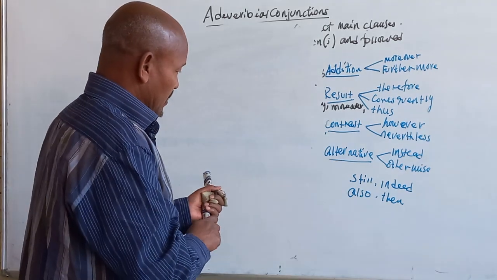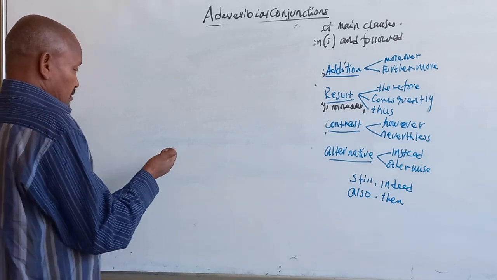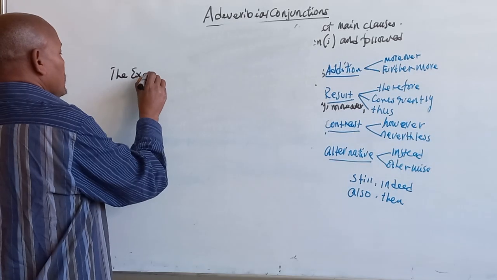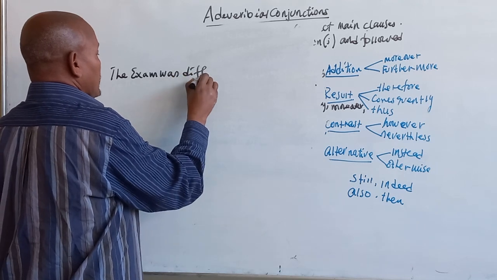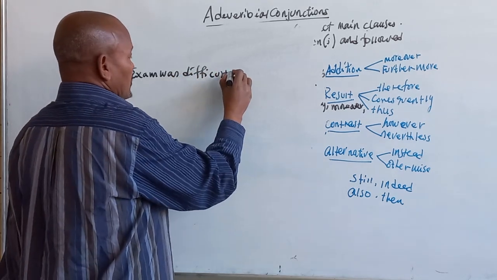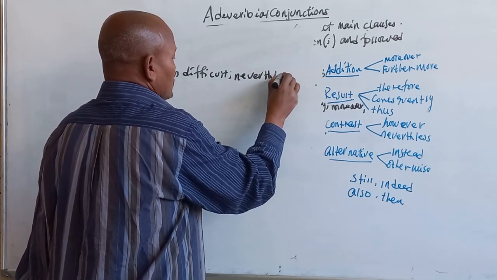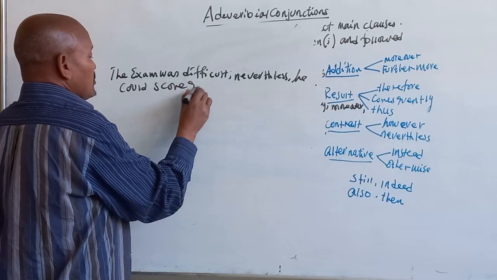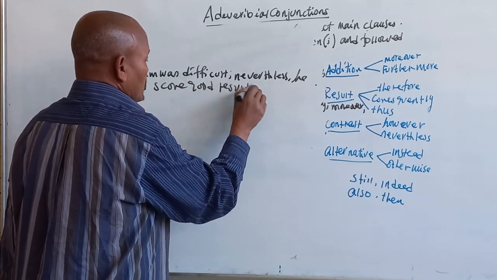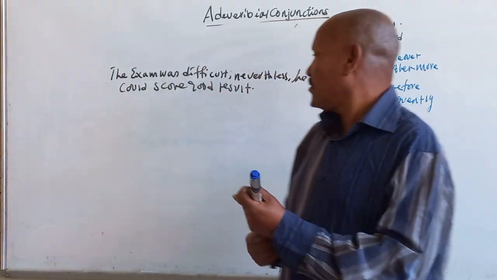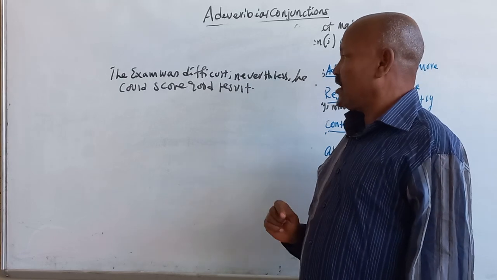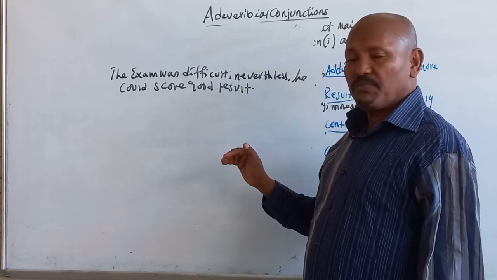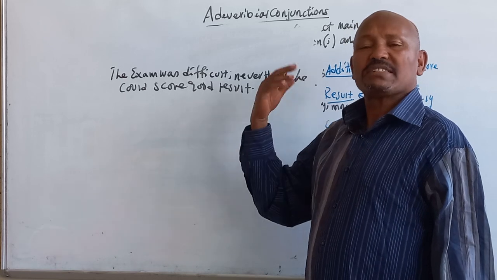Look here. Examples, please. The exam was difficult, yeah? The exam was difficult. Nevertheless, he could manage or he could score good results. Look here. The exam was difficult. Nevertheless, he could score good results. If and only if the exam was difficult, the result was bad. The result was not satisfactory.